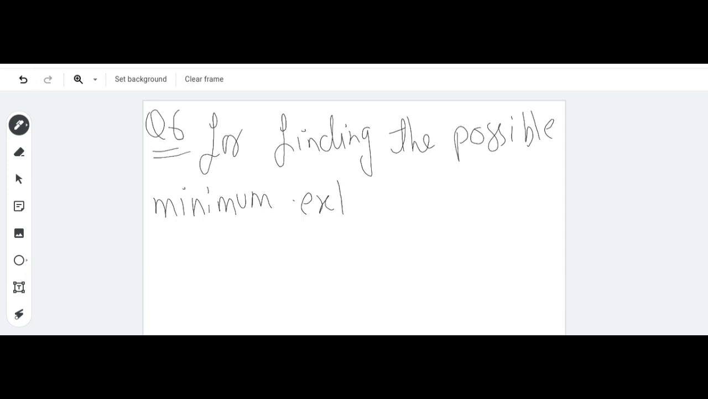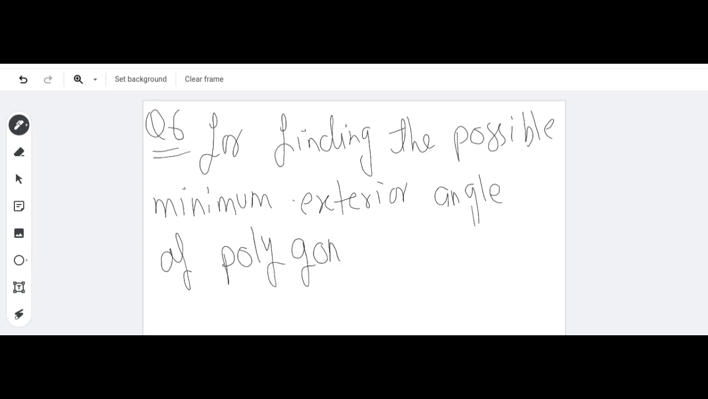For finding the possible minimum exterior angle of a polygon, let's just consider a regular polygon having the lowest possible number of sides. Minimum means we have to find the minimum number.